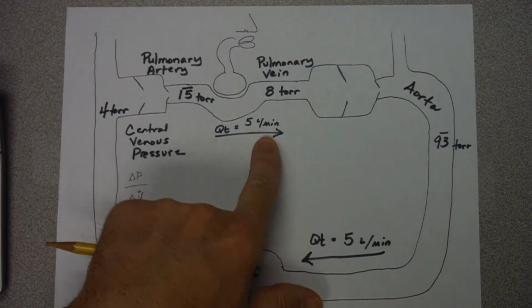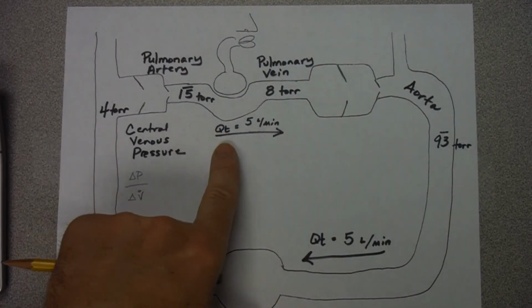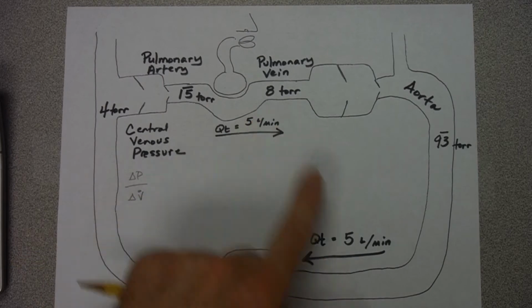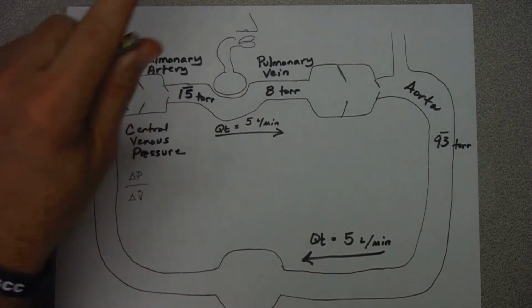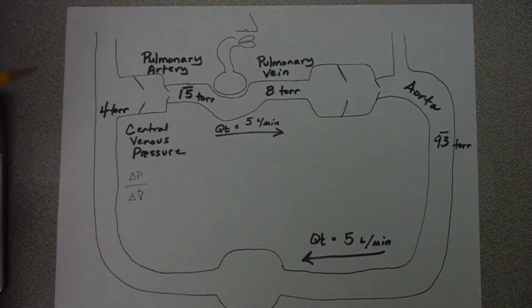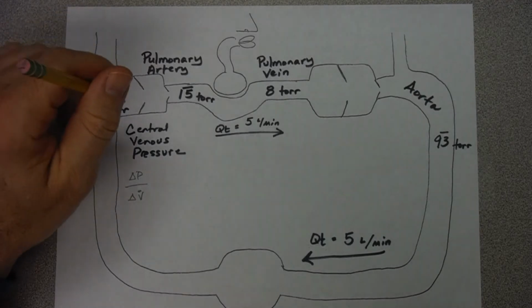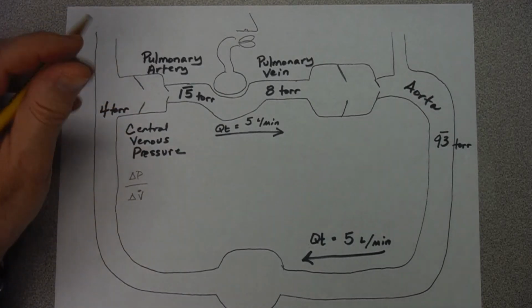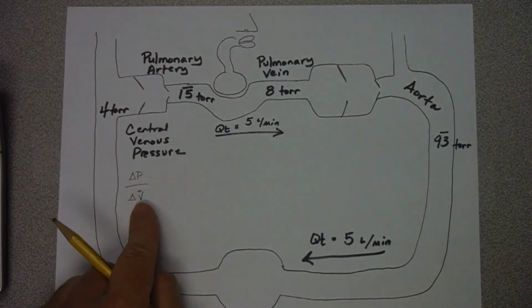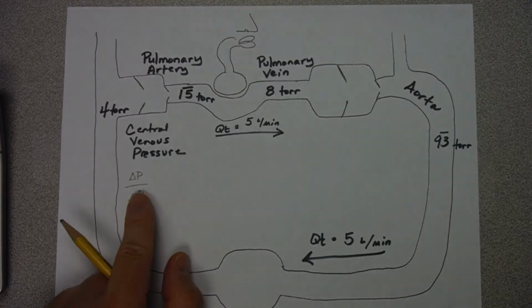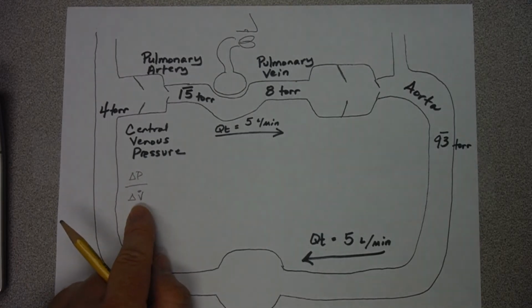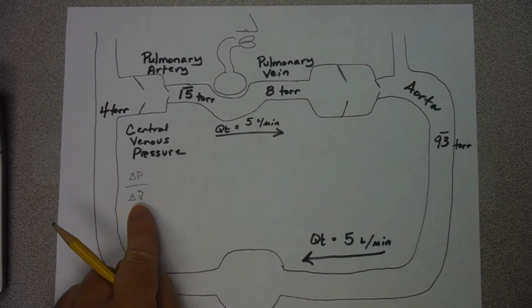Cardiac output of 5. And I just have reminded us that we have cardiac output going through the pulmonary circulation. We have cardiac output going through the systemic circulation. And to calculate vascular resistance, you simply take the change in pressure, the delta P, in the numerator, and then find the change in flow, which is going to be our cardiac output, and you plug that into the denominator.